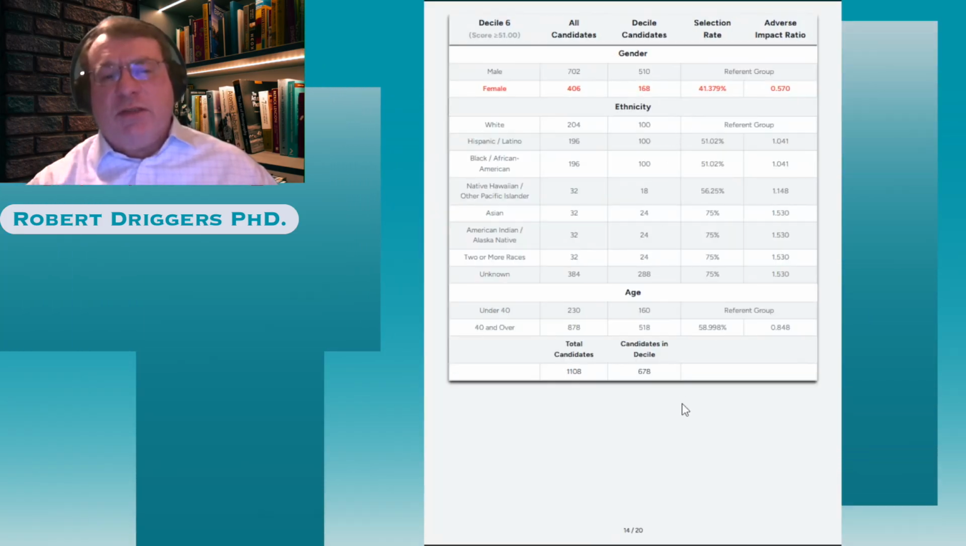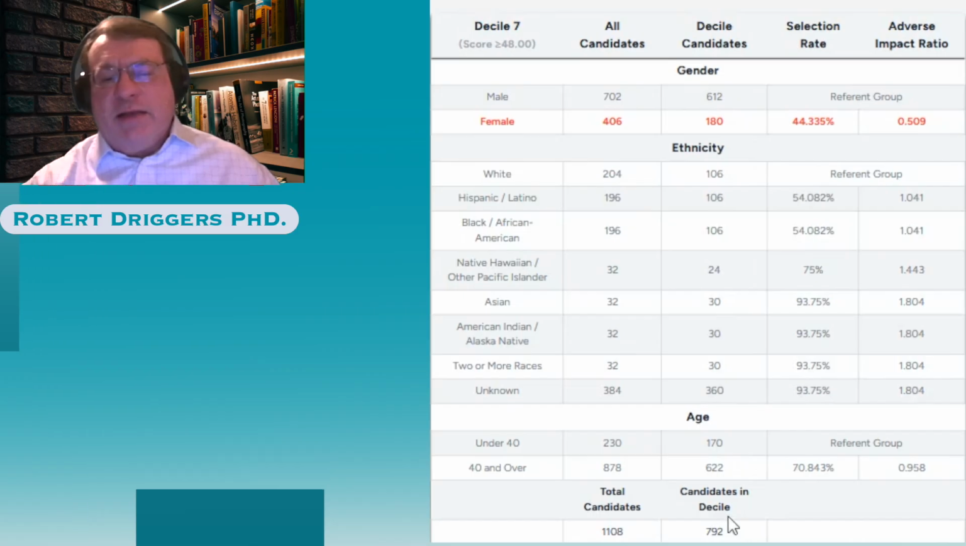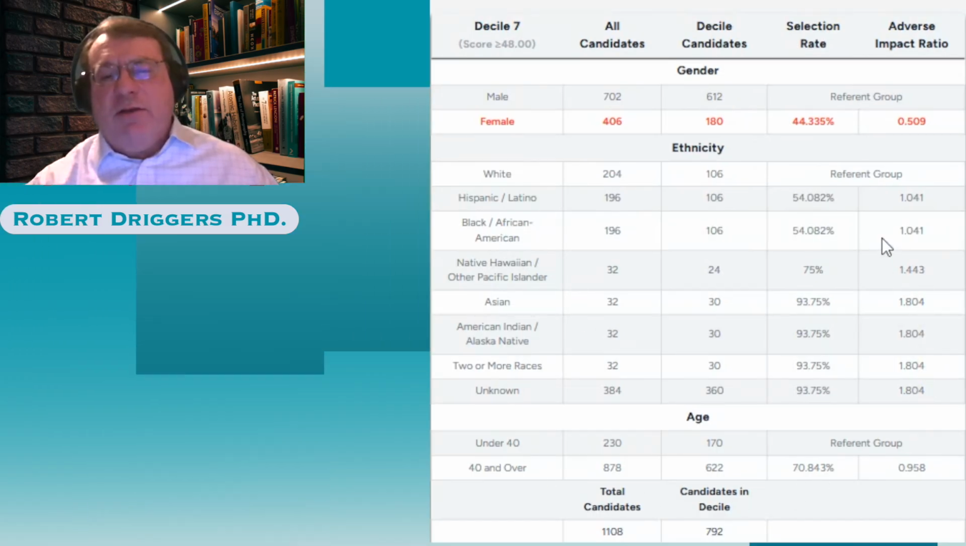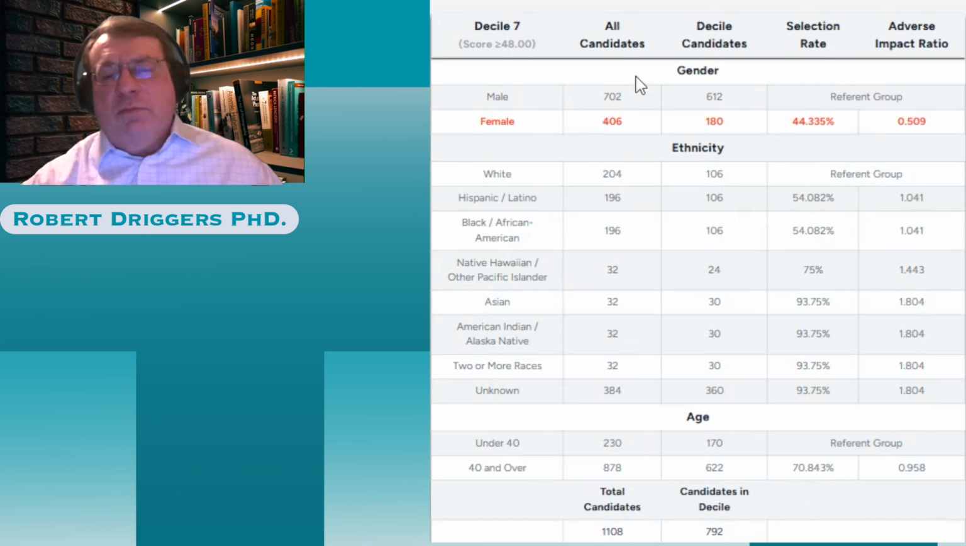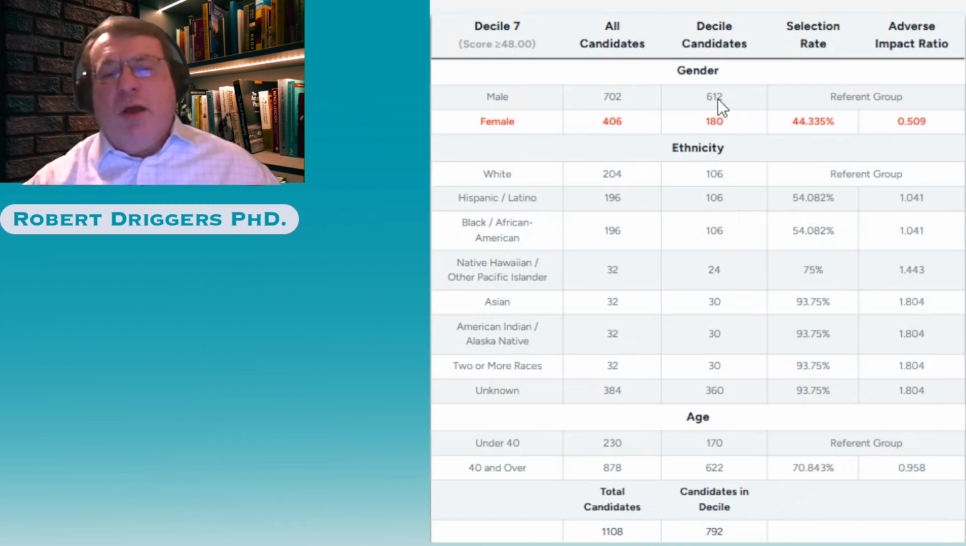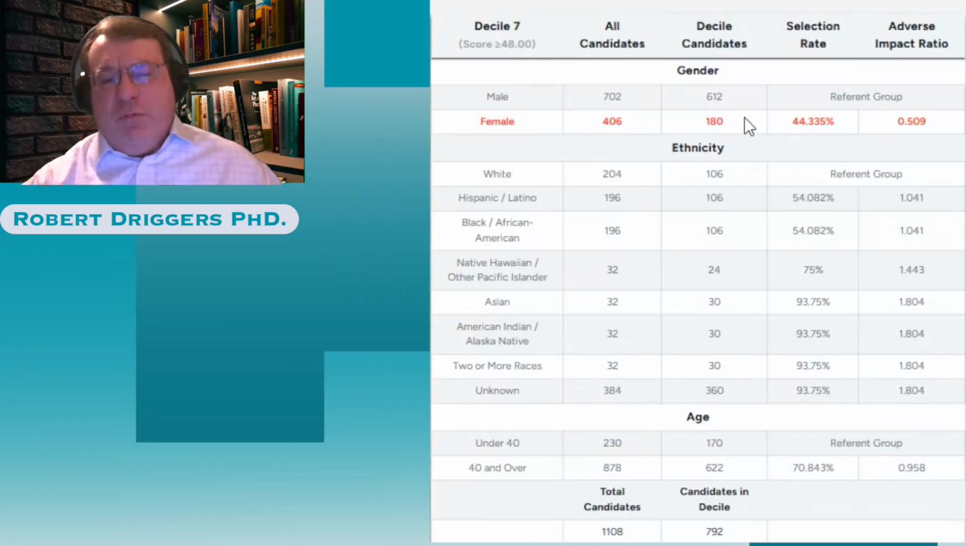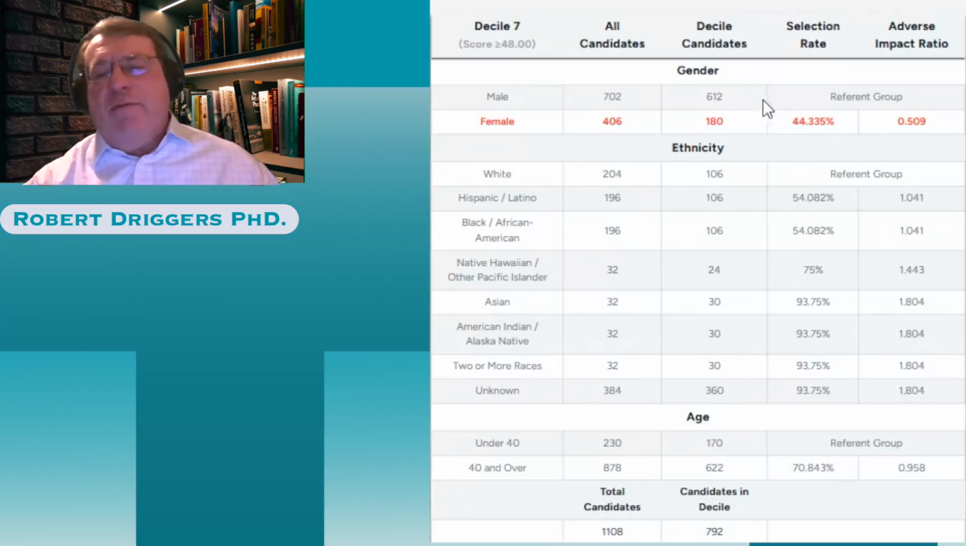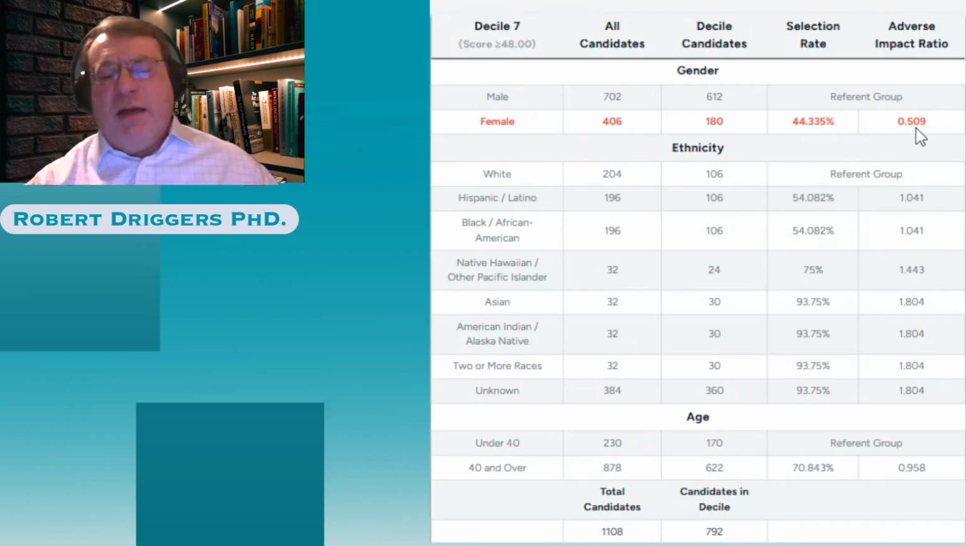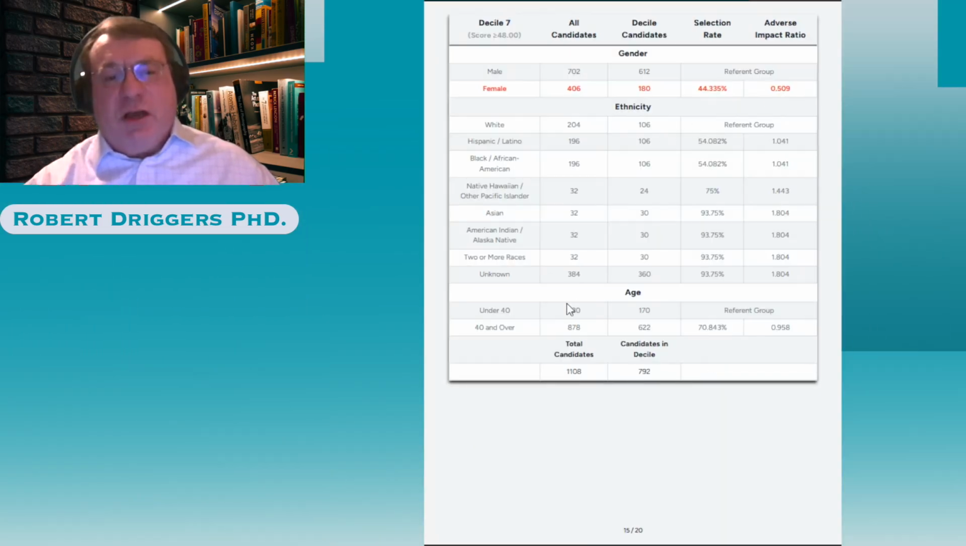Let's go to decile 7. Okay, decile 7, you can see we still have no adverse impact for ethnicity and age. But look at the gender. It's still not changed much. We have 612 males and 180 females who have received a pass score, but we still have an adverse impact value of 0.509. So let's see if we change the cut score again. Let's look at decile 8.